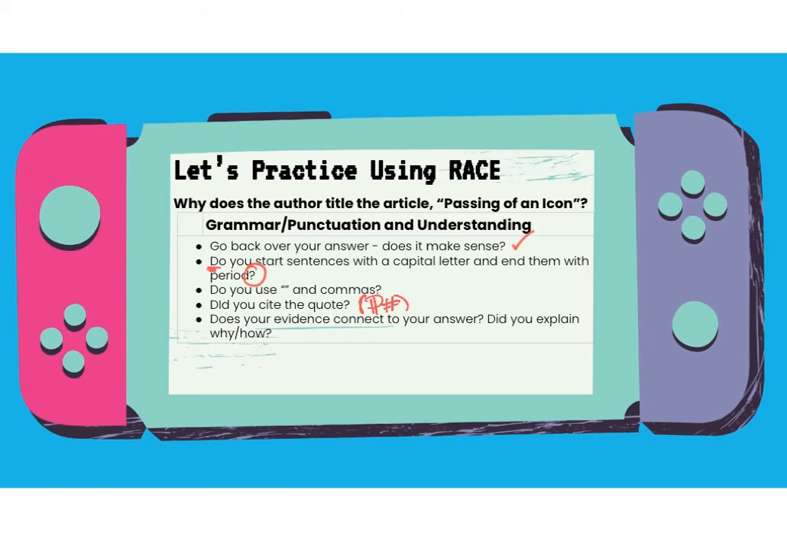And does your evidence connect to your answers, right? If you said that your favorite color is orange and then you explain why red is super great or get evidence that says red is super great, how does that make sense, right? So make sure that it connects to your answer and that you explain how and why it connects to your answer. Okay, so this is step 3 and this is step 4.